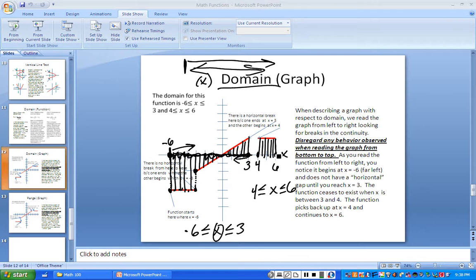So when we're talking domain, we're reading left to right, and all we're trying to do is say if we're anywhere on the x-axis, can we go up or down and touch the graph. So here I'm showing you I can go down and touch the graph, doesn't matter, I can go down and touch the graph, still touching the graph, come over here, I'm still touching the graph, I'm just going up now, but I'm still able to touch the graph.